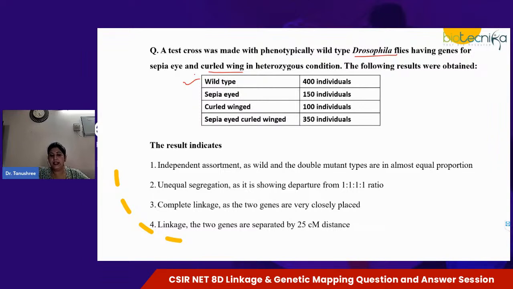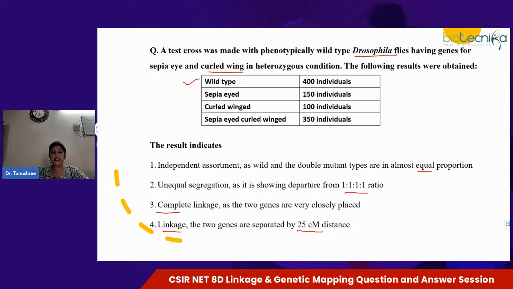And the results indicate... So based on this particular table which is given to you, you have to find out which result out of the four statements is indicated. First is independent assortment, as wild and double mutant types are in almost equal proportion. Second, unequal segregation, as it is showing departure from the 1:1:1:1 ratio. Third, complete linkage, as the two genes are very closely placed. And fourth, linkage, the two genes are separated by 25 centimorgan distance. So what do you think is the correct answer here?